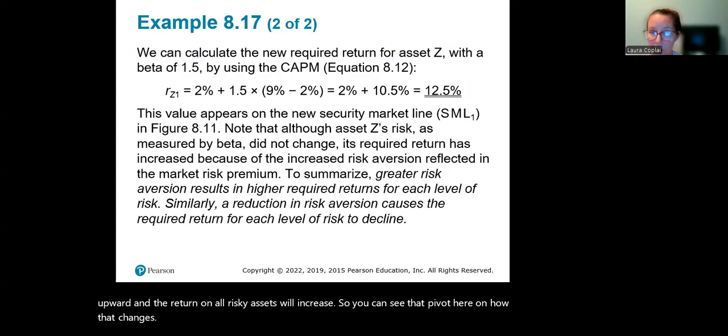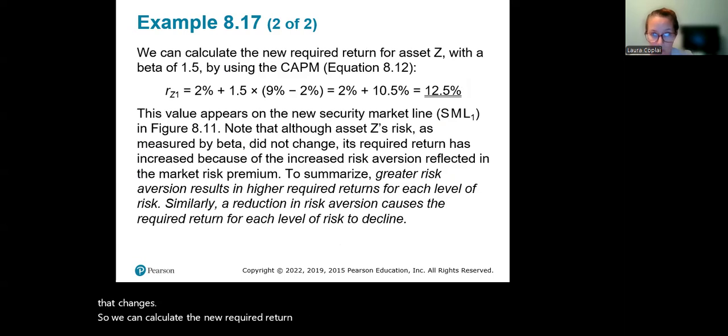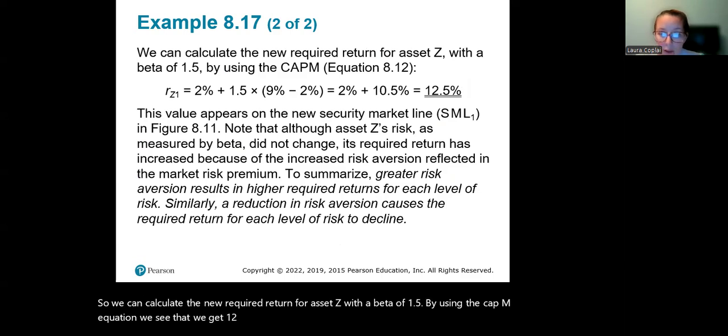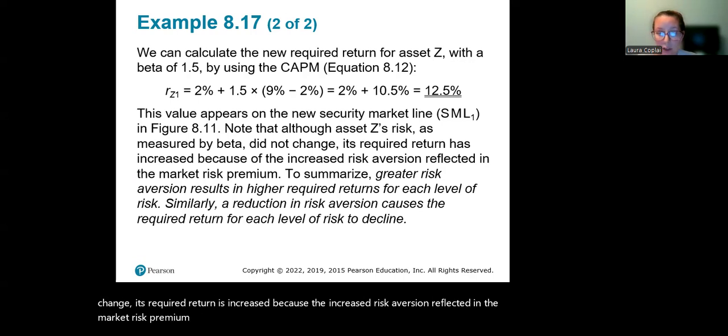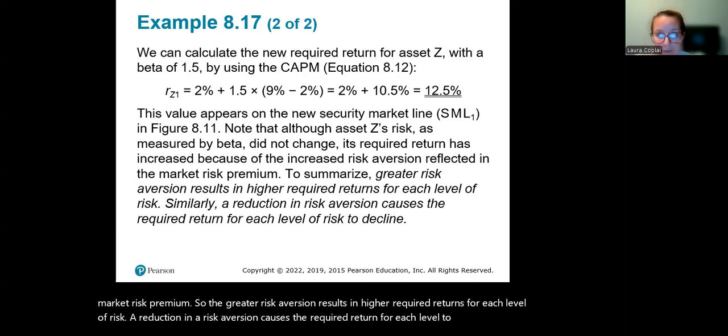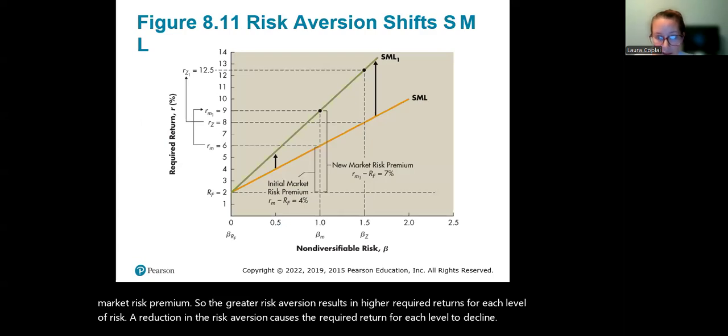So we can calculate the new required return for asset Z with a beta of 1.5 by using the CAPM equation. We see that we get 12.5%. So although asset Z's risk as measured by its beta didn't change, its required return has increased because of the increased risk aversion reflected in the market risk premium. So greater risk aversion results in higher required returns for each level of risk. A reduction in risk aversion causes the required return for each level to decline. And again, here's that chart again.